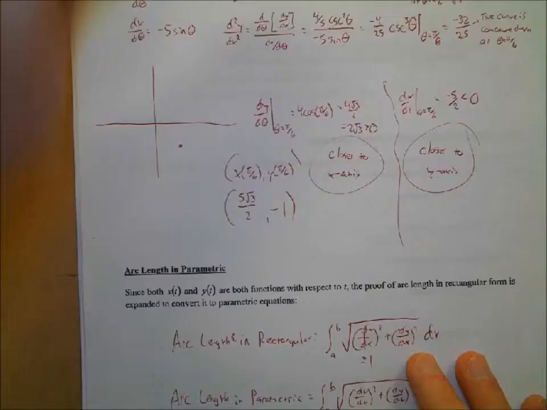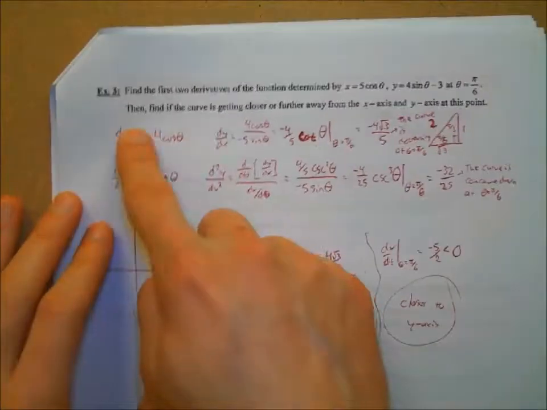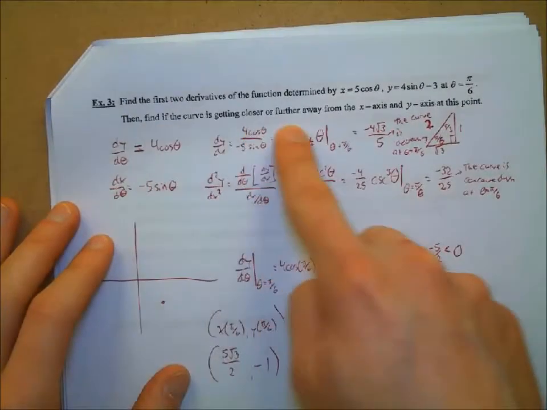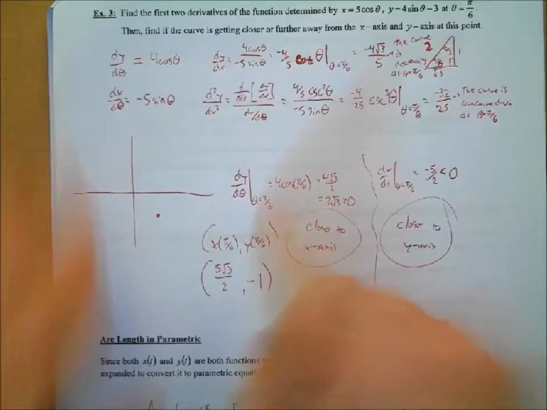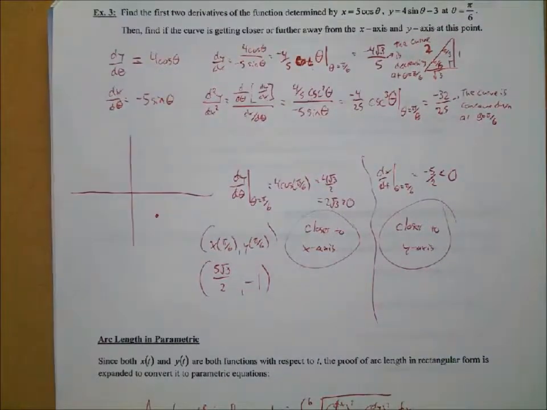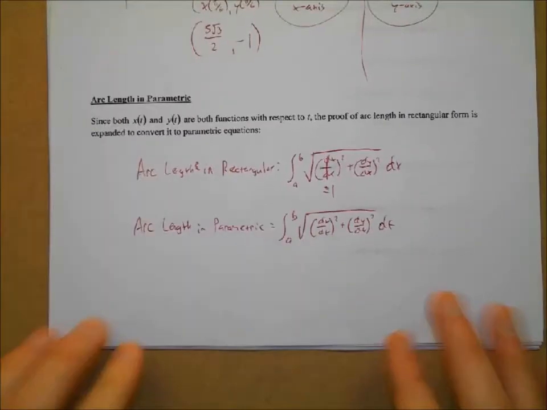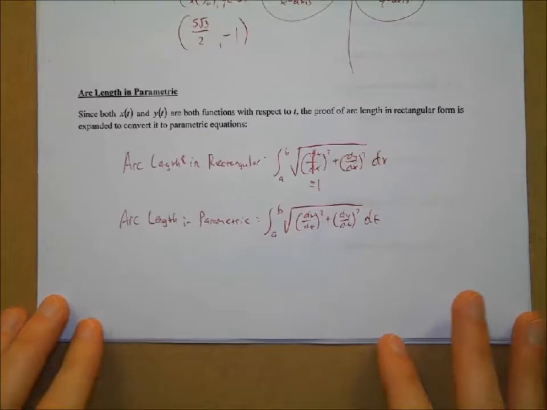We did some more stuff here, talking about some interesting ideas about whether the curve is getting closer or further away from the x-axis and y-axis. Those were new ideas that we were able to do thanks to being able to break apart our x and y components. And then finally we talked about arc length. This was the very last thing, and I didn't quite get in all I wanted to do.